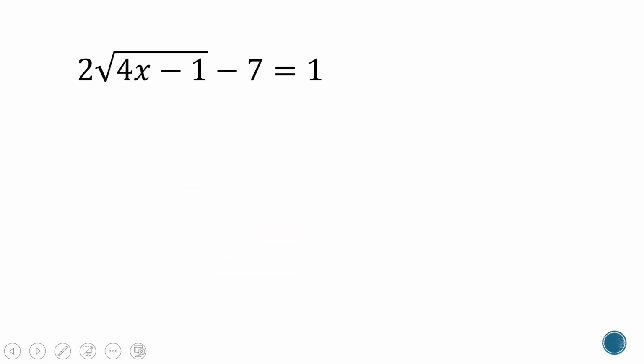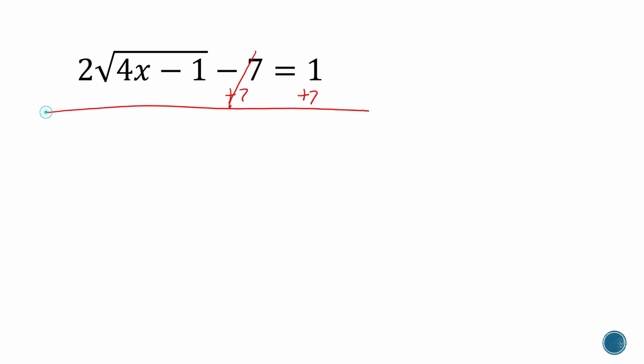Okay, so we have here a negative 7 and a positive 2, the coefficient 2 and the negative 7. So you might be thinking, will I divide both sides by 2 or add first 7 on both sides? So it's adding first 7 on both sides. So we need to move this first before we divide both sides by positive 2. So I will add 7 on both sides. That will give me 8 here, and then 2 square root of 4x minus 1, and divided by 2. So square root of 4x minus 1 equals 4.